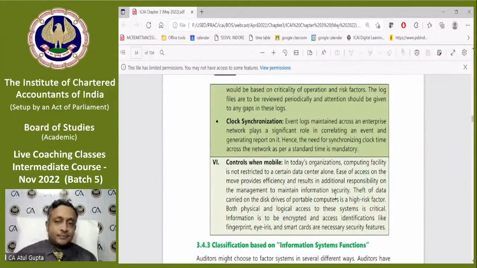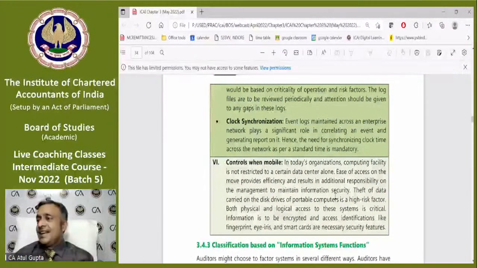Then next is controls when we are mobile. So it is not control on mobile. In today's organization, computing facility is not restricted to certain data centers alone. Ease of access on the move provides efficiency and results in additional responsibility on the management.